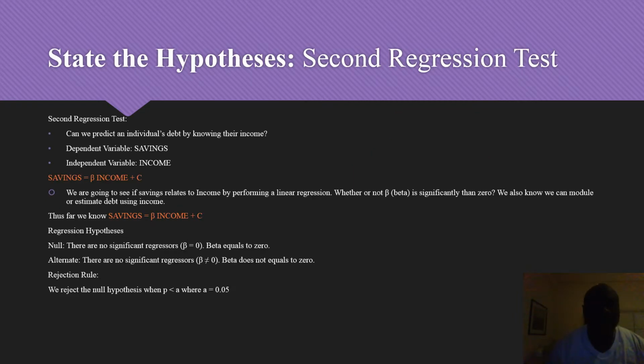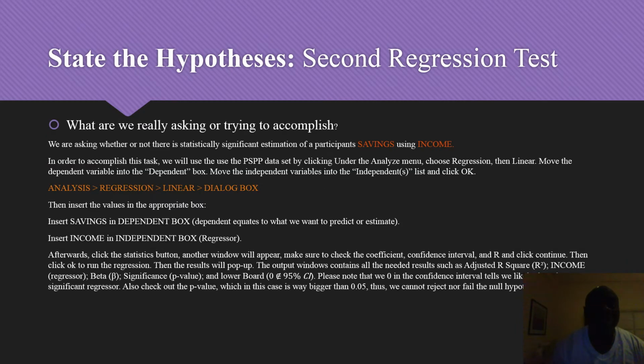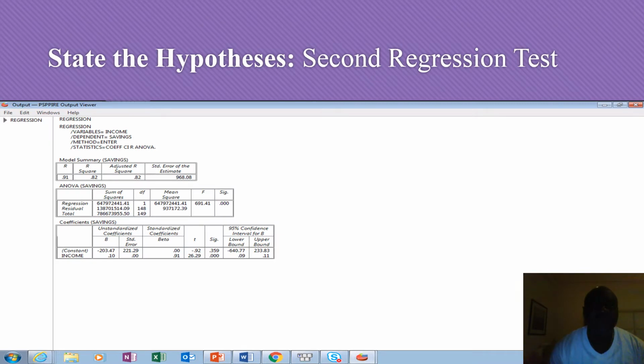For the second one, we're going to do the same procedure, which is stated right in front of you. Using the confirmation rule, here what we are really asking or trying to accomplish is whether or not there is statistically significant estimation of a participant's savings using income. We're going to go through the same process. This is just to show how we arrived at achieving our data. Here's the data.